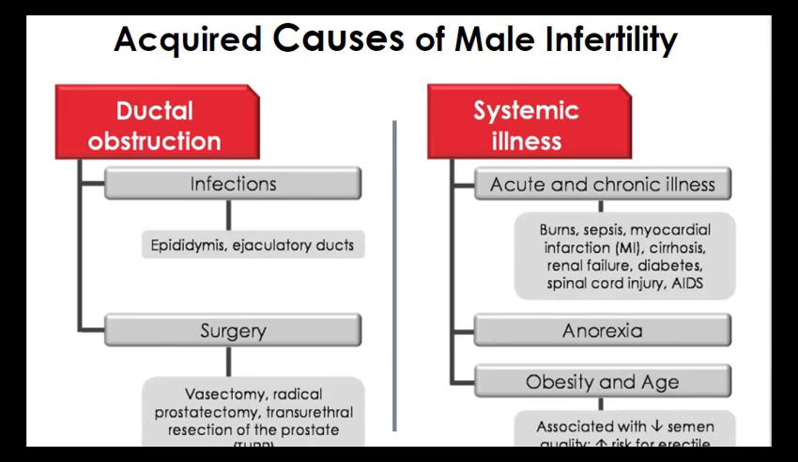Acquired ductal obstruction may be due to infections in the epididymis and ejaculatory ducts, or from surgery, including vasectomy, radical prostatectomy, and transurethral resection of the prostate, TURP. Systemic illnesses can also lead to male infertility. Acute and chronic illnesses, including burns, sepsis, myocardial infarction, MI, cirrhosis, renal failure, diabetes, spinal cord injury, and acquired immunodeficiency syndrome, AIDS, anorexia, and obesity are also contributors to male infertility. Obesity and age have been associated with reduced semen quality and hormone alterations and may increase the risk for erectile dysfunction.